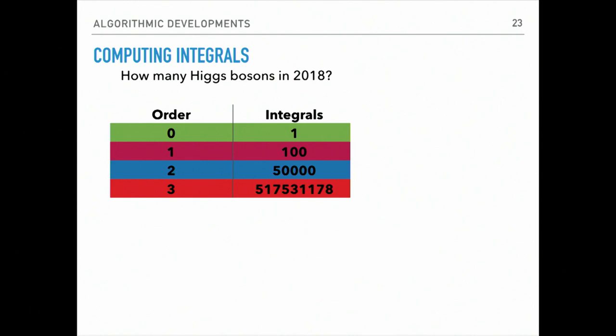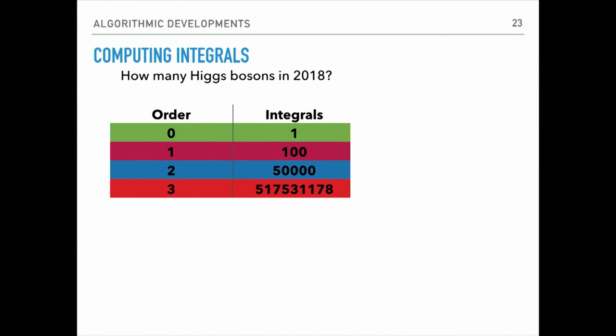Now, I want to give you an example of the algorithmic developments that we have to undergo. If you want to answer the question of how many Higgs bosons were produced in 2018, you have to calculate integrals. I'm not going to tell you where these integrals are coming from. You just have to calculate them. In order to do leading order predictions, you have to calculate one. For next to leading order predictions, you have to calculate about 100. For next to next to leading order, about 50,000. And in order to do N cubed LO predictions, you have to do about 500 million of those. So clearly, you see there's a gigantic jump in complexity going from one order to the next.